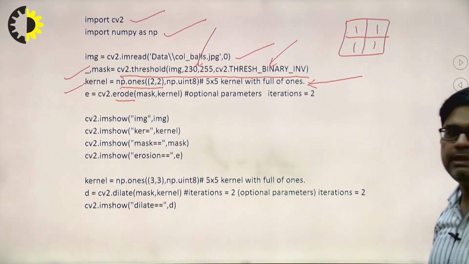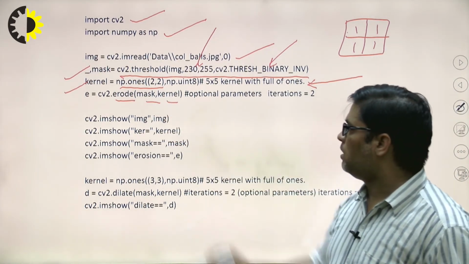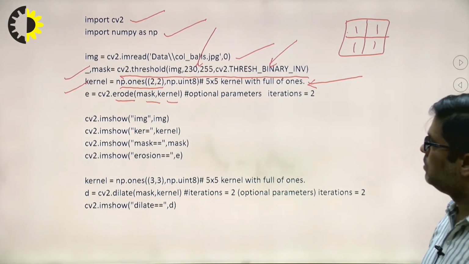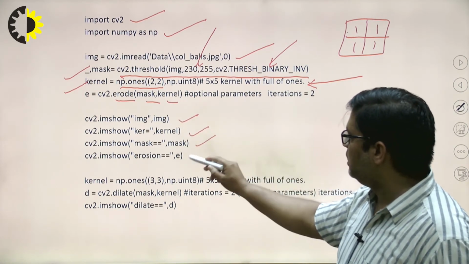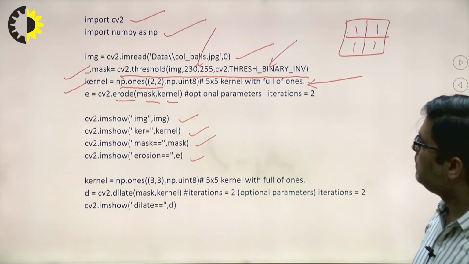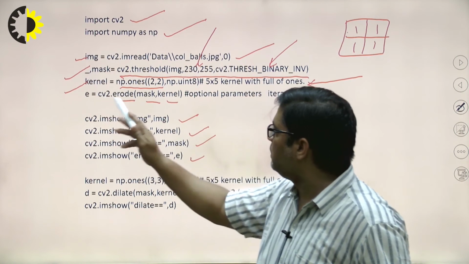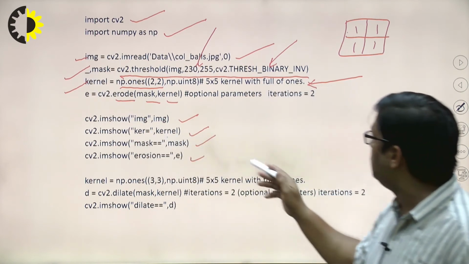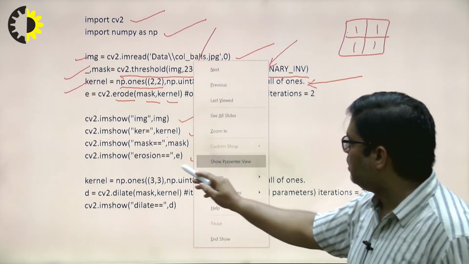So whenever the erode operation is applied over the mask and the kernel, the erosion operation will work on the image. The image will be displayed by the imshow function. Here we can see this is the original image, this is the mask image, and this is the kernel. Kernel means the structuring element, and this is the result of the erosion.